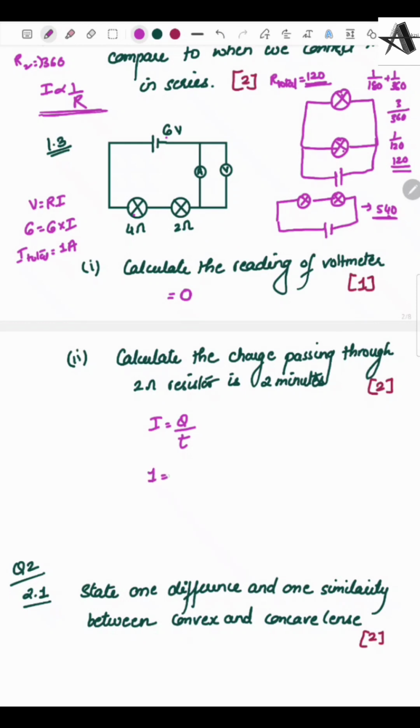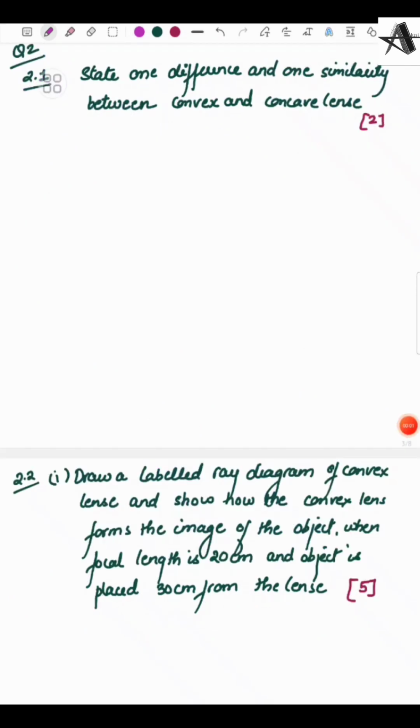Current is 1, charge is Q, and time is 2 minutes, but we need to convert into seconds. So 2 into 60, 120. So charge will be 120 coulombs. That's your final answer. It says state one difference and one similarity between convex and concave lens.